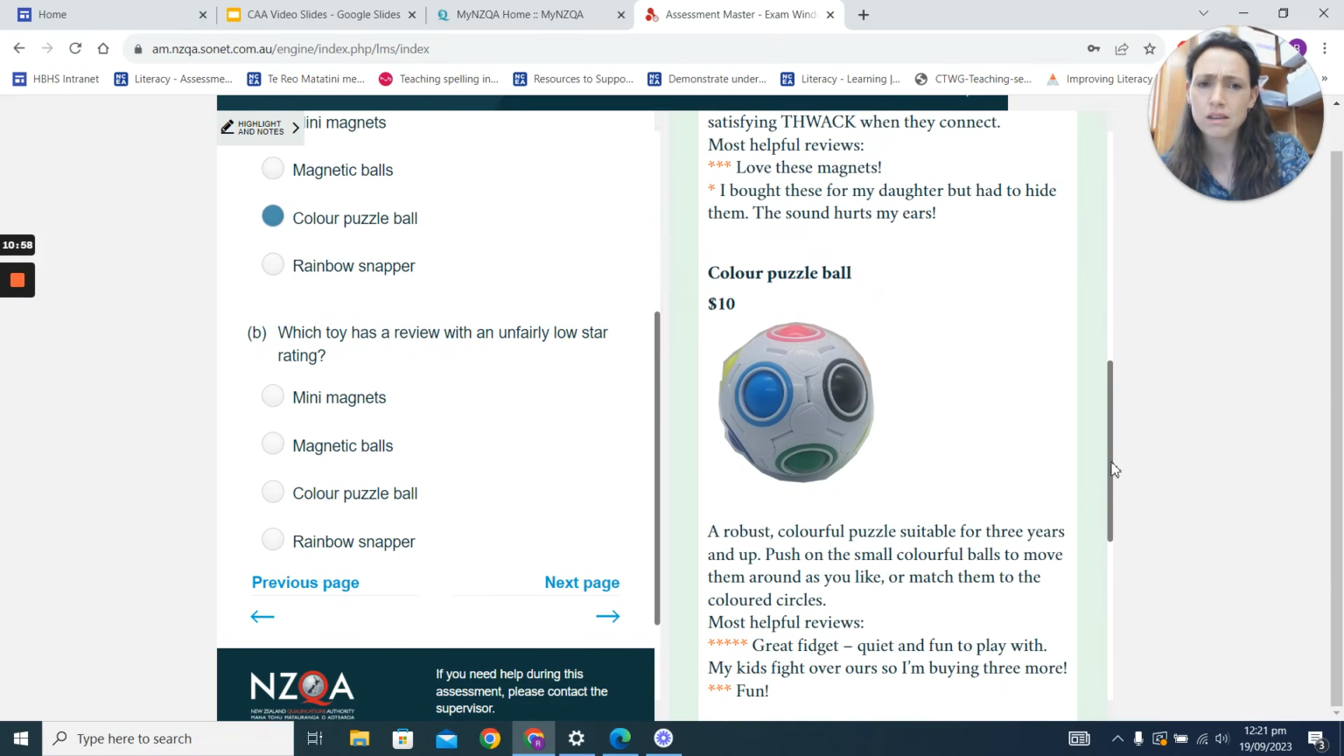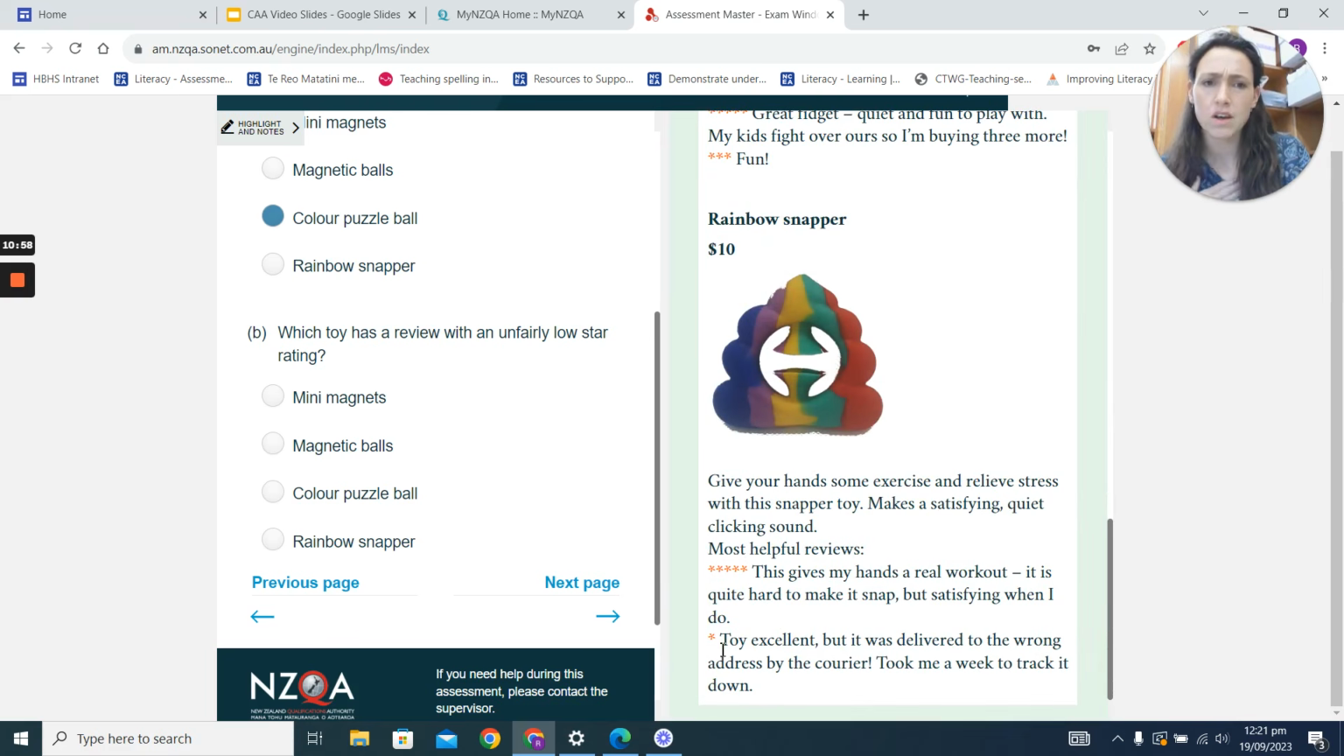But before I do anything, I'm just going to double check. This is the other one with the really low rating, the low review. Toy excellent, but it was delivered to the wrong address by the courier. Took me a week to track it down. Okay, well this person, they've given it 1 star because it didn't get to them. The courier, well, it didn't get to them for a week. That's probably a bit more of a reasonable reason to give a 1-star review. So therefore, I am going to go with the magnetic balls.